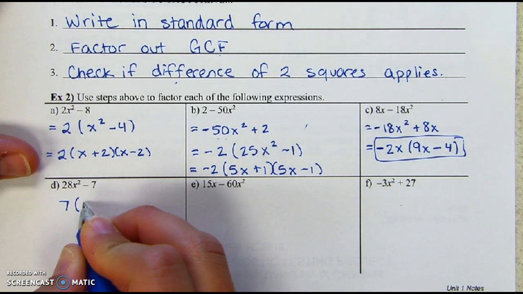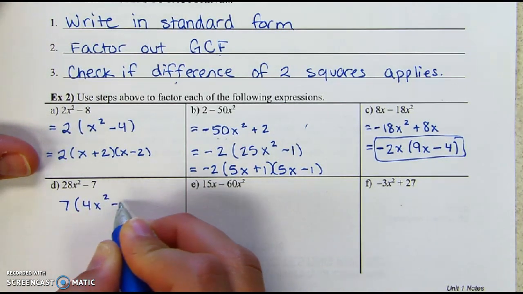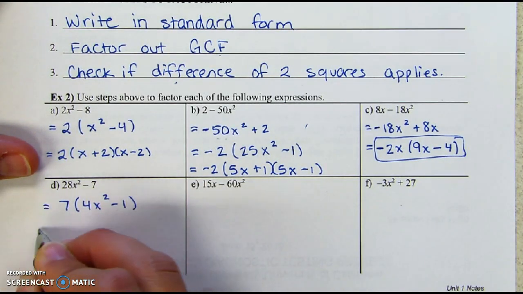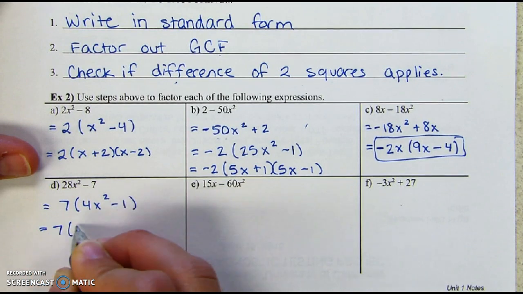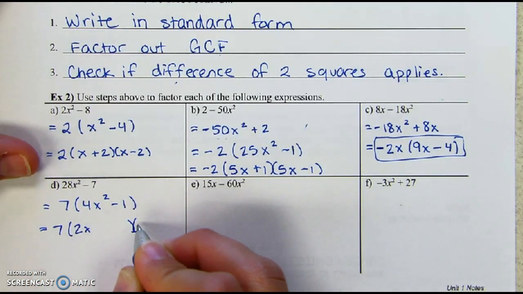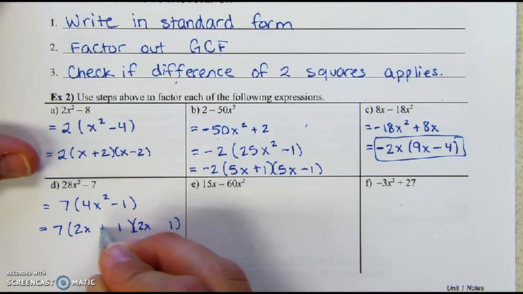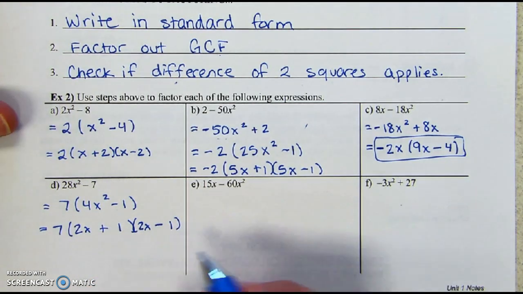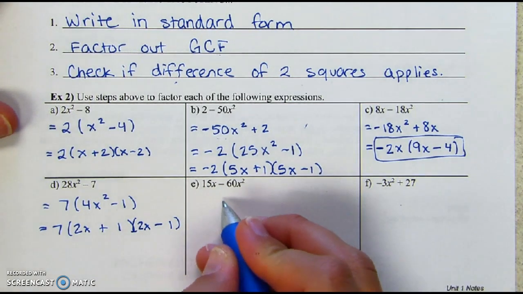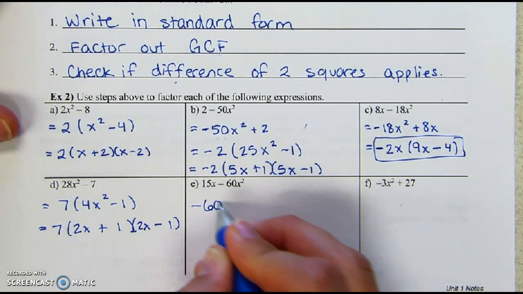Greatest common factor? Do we have a difference of two squares? Yes. Square root of 4x squared, so 2x times 2x would give us 4x squared, and 1 times 1 would give us negative 1, plus and minus, and that's it. Standard form.